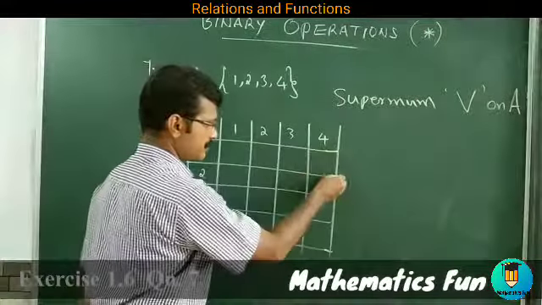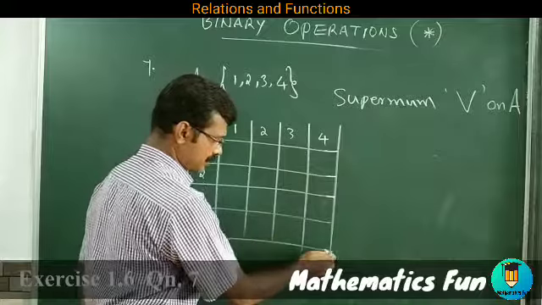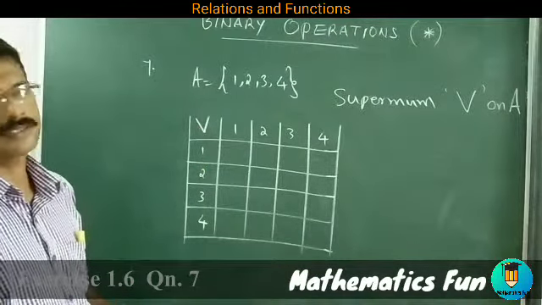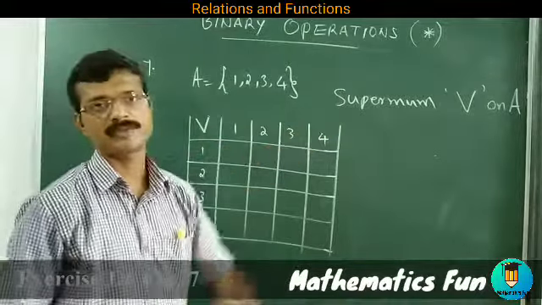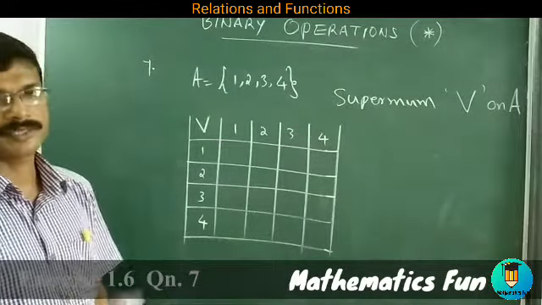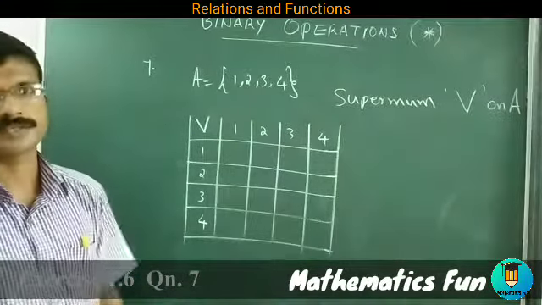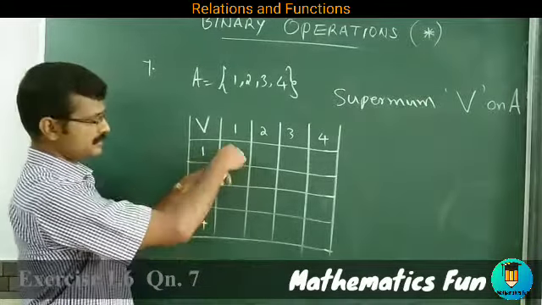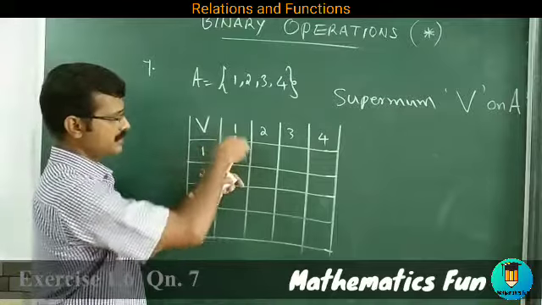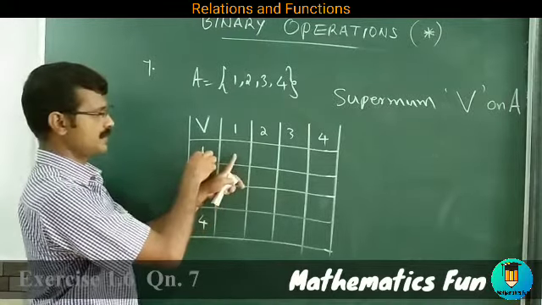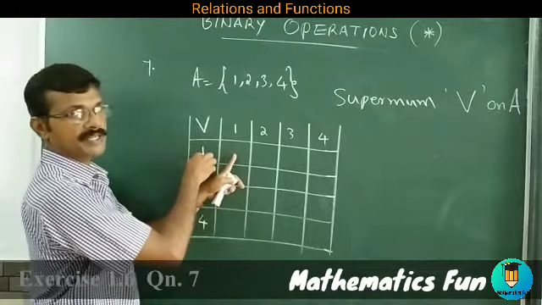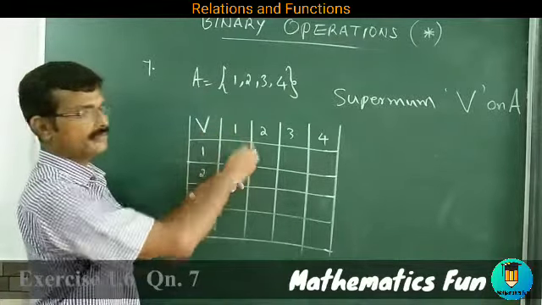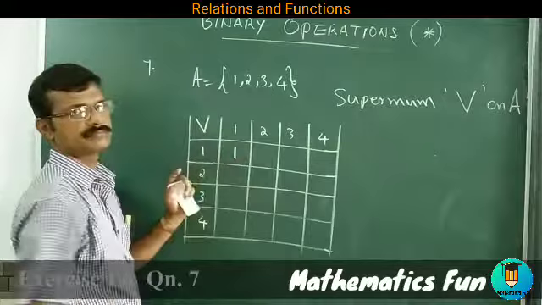Now we have to fill up the table. This table is known as the composition table. You have to fill up the table with the support of the operation. Supremum means maximum value. Among the two values, what is the maximum? We have to write it. For example, first of all, this column comes under this and this. So what is the supremum of 1 and 1, that is, the maximum of 1 and 1? It is 1.